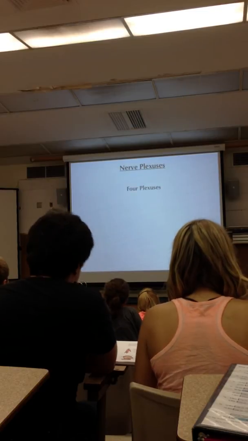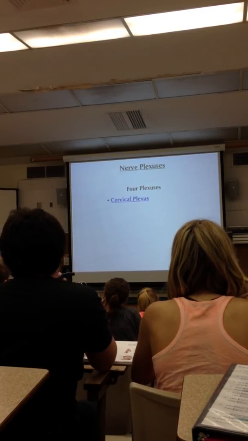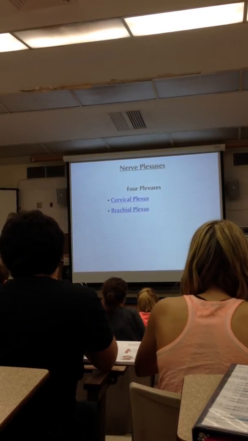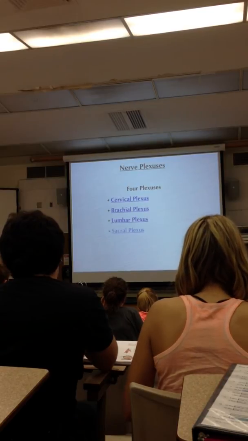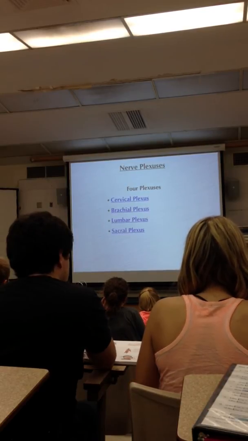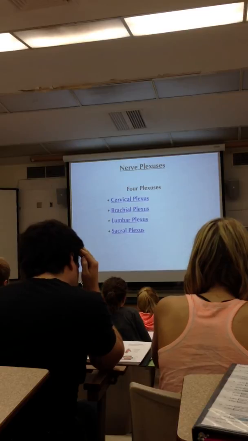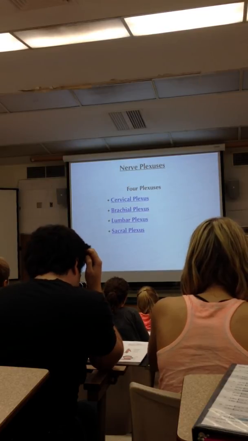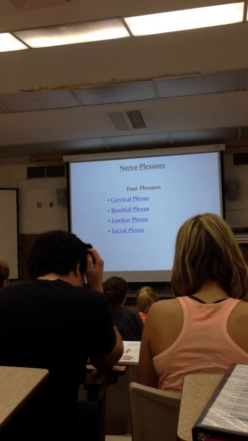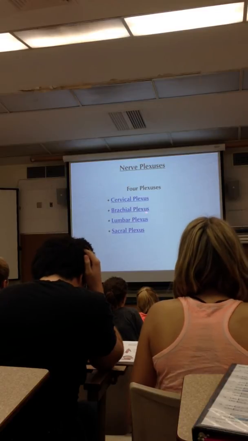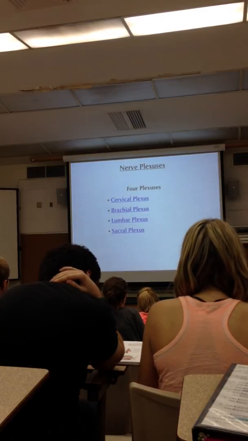So the nerve plexuses that you have to learn and know about are the four main ones. There's the cervical plexus, the brachial plexus, the lumbar, and the sacral plexus. We're going to learn something about each one. Not too bad. The worst one that you're going to learn will be the brachial plexus.